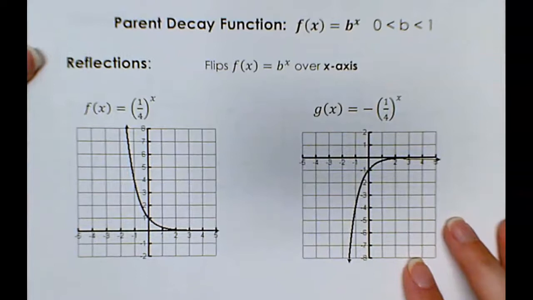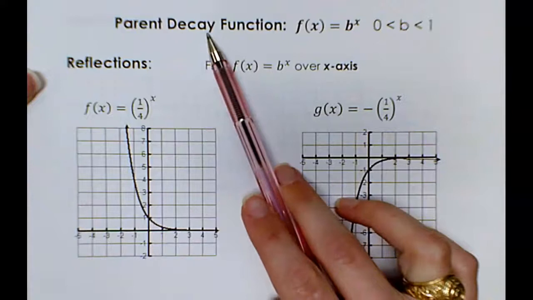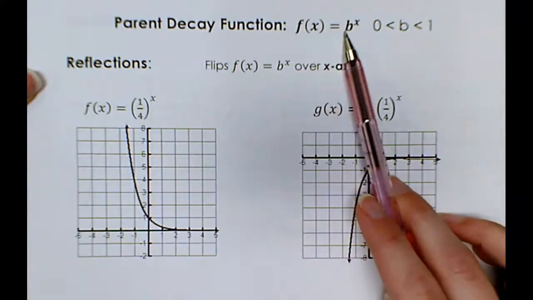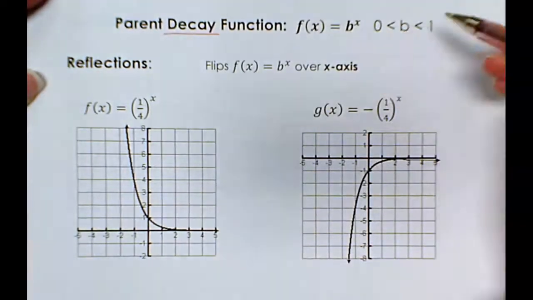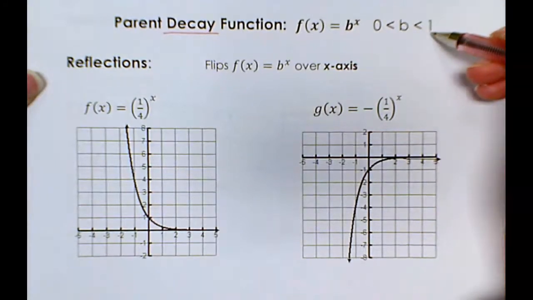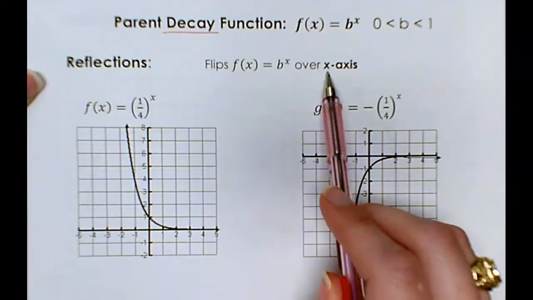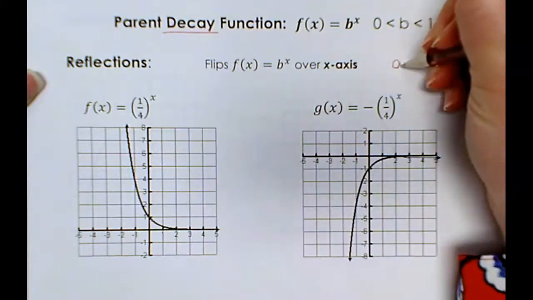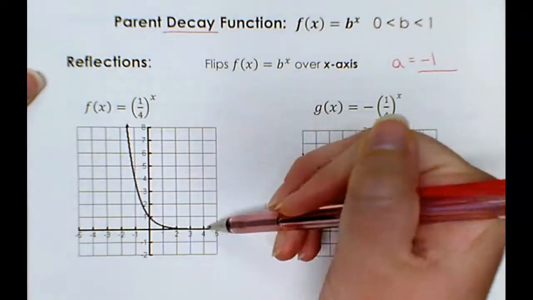Here we go. Remember that the parent function for exponential decay is the same as for exponential growth. It's f of x equals b to the power of x. But this time, because we have a decay function, base b is between 0 and 1. It doesn't go into the negatives, but it is less than 1. So it's some kind of fraction. Remember that f of x equals b to the power of x flips over the x-axis when you have an a value of -1. So our first graph, we have an exponential decay function.